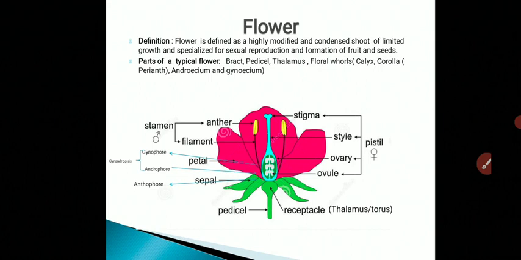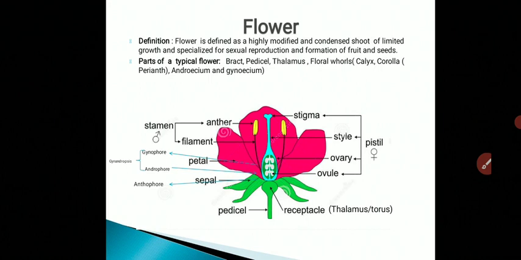The greenish petal-like structure is the sepal. Above that there are red colored petals. Above that there is a stamen, which is formed by anther and filament together, and at the center there is a pistil or gynoecium, which consists of stigma, style, ovary and ovule. So let's discuss each part of this flower one by one.